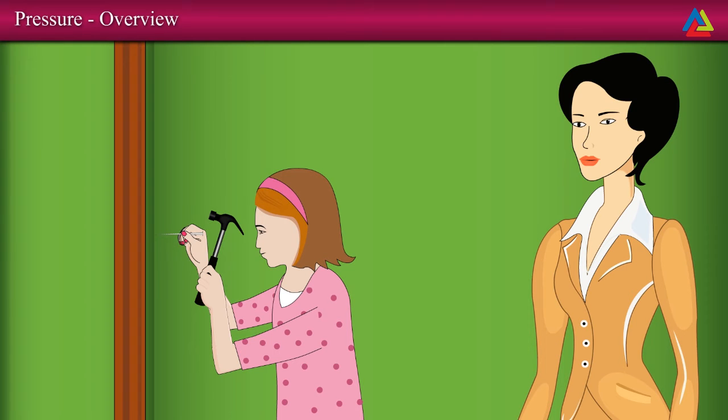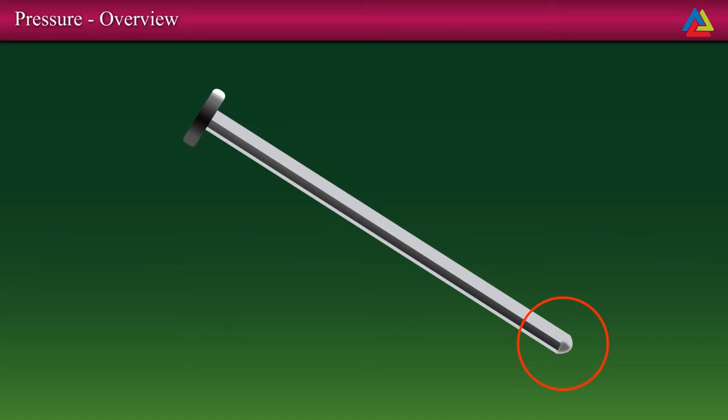Push this nail in this wooden board. I simply cannot do it. Let me have a look at it. This piece of nail has a blunt end. It is not pointed. Hence, you cannot push it inside the board.